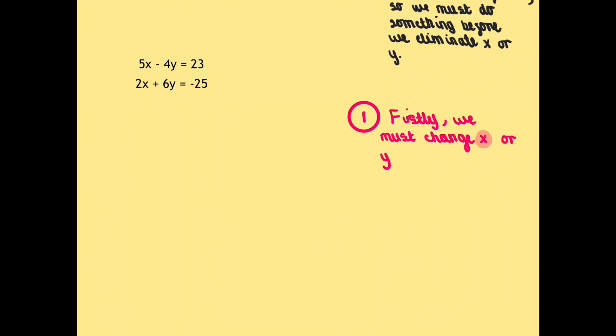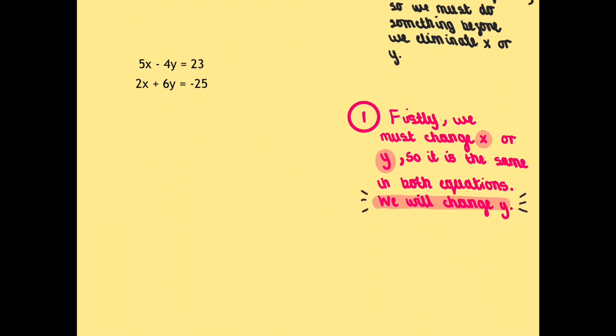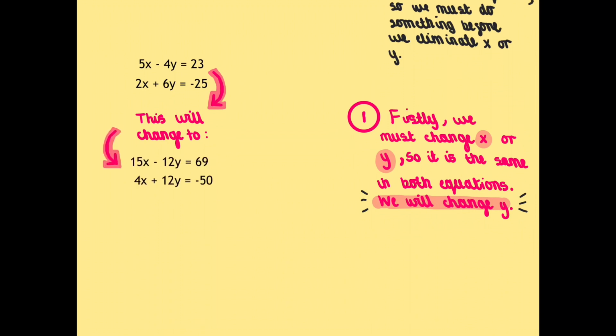Minus 4y and plus 6y can be multiplied by 3 and 2 respectively to give us a value of minus 12y and plus 12y. In the above equation, we would multiply each value by 3. 5x times 3 equals 15x, minus 4y times 3 equals minus 12y, 23 times 3 equals 69. In the below equation, we would multiply each value by 2 because of 6 times 2. 2x times 2 equals 4x, and minus 25 times 2 equals minus 50.